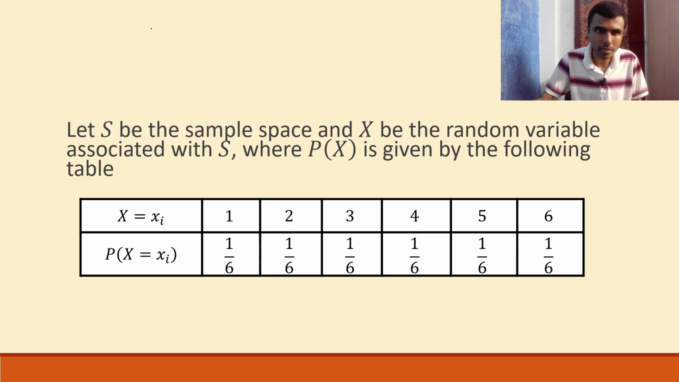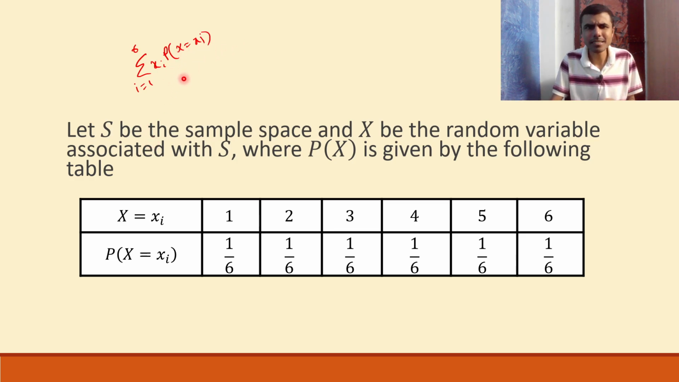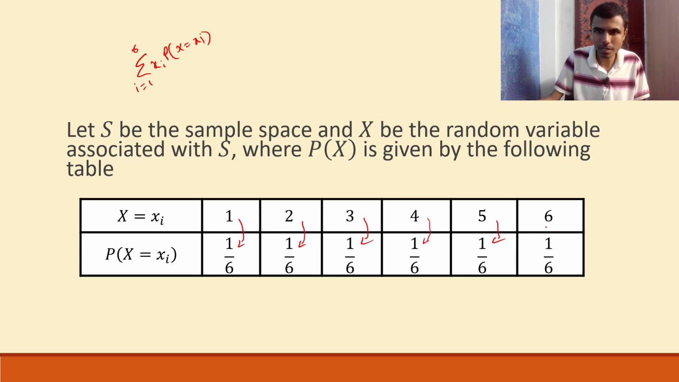See, my formula is sigma i runs from 1 to 6 xi into probability that X is xi. This might look complicated, but it is actually simple. The element into its probability. Like on the die 1 can come. 1 into probability that 1 will come is 1 by 6. So 1 into 1 by 6 plus 2 into 1 by 6 plus 3 into 1 by 6 plus 4 into 1 by 6 plus 5 into 1 by 6 plus 6 into 1 by 6. That's it. Since sigma is there, we are adding them up.